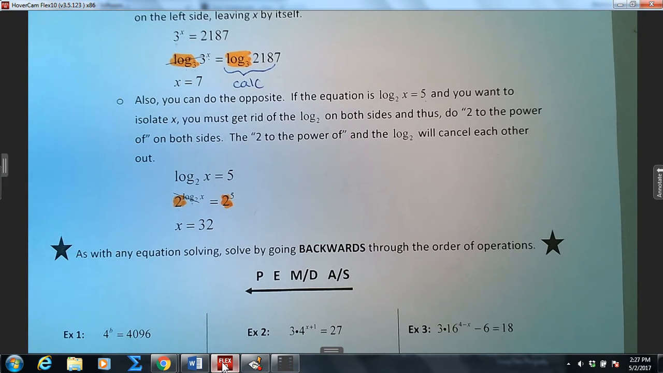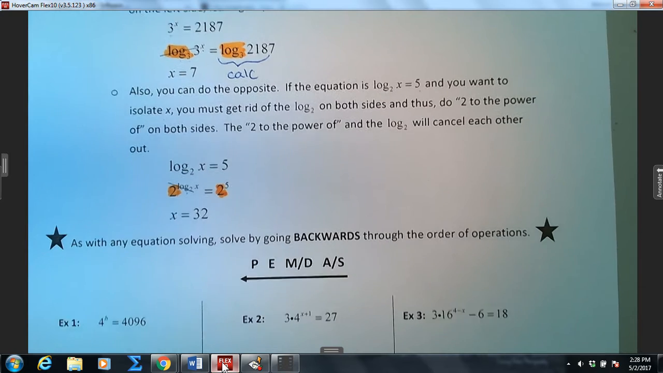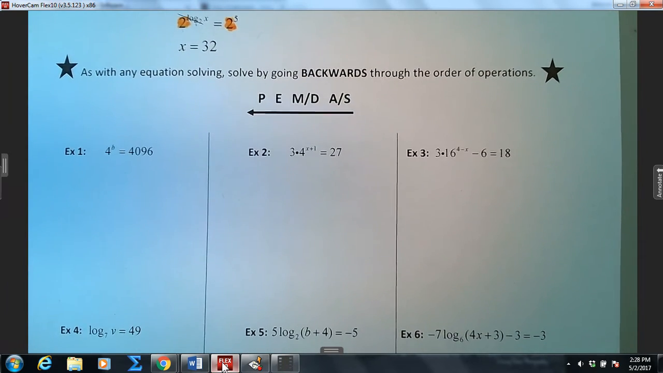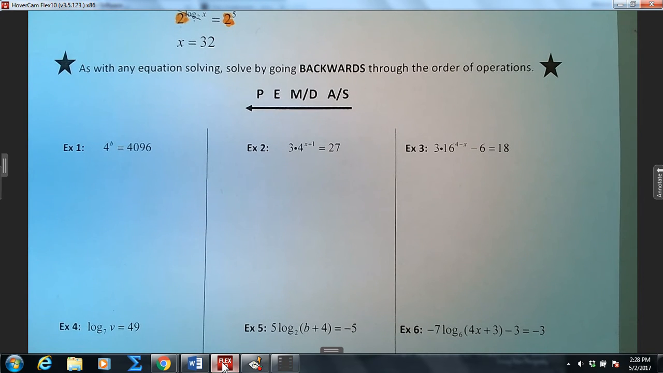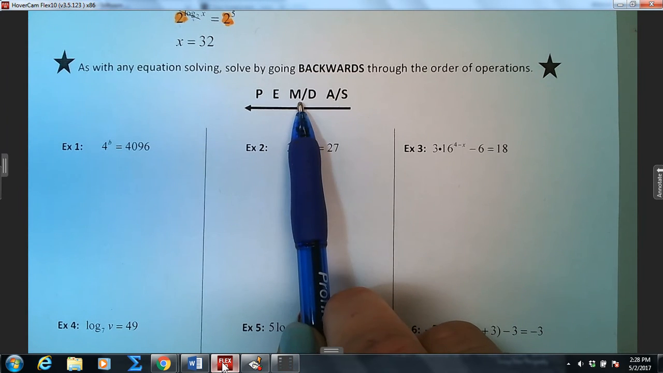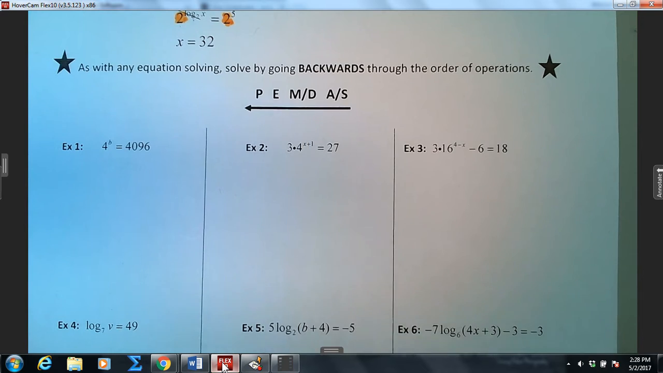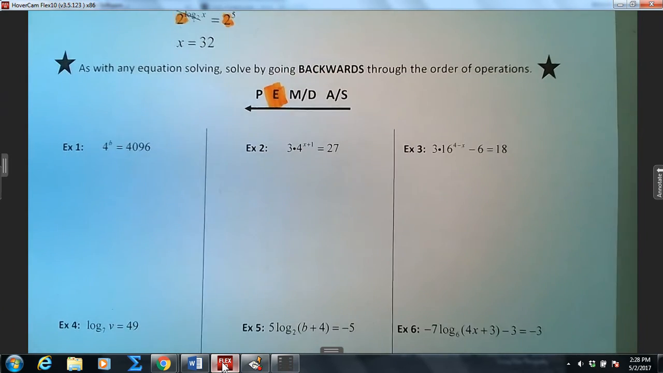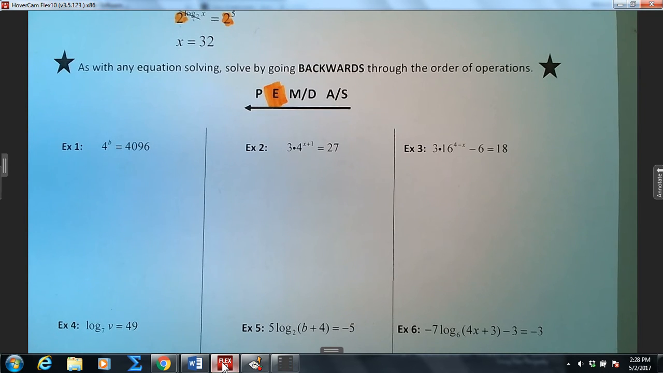Okay, so I'm going to run through some examples, then I'm going to stop the video and give you a chance to practice, okay? All right, my note here with stars. As with any equation solving, we're going to solve backwards through the order of operations. So we're going to get rid of any adding and subtracting first, then any multiplying and dividing, then anything that has to do with exponents and ding, ding, ding. That's where we are in the process with this log and exponential, and then any leftover parentheses.